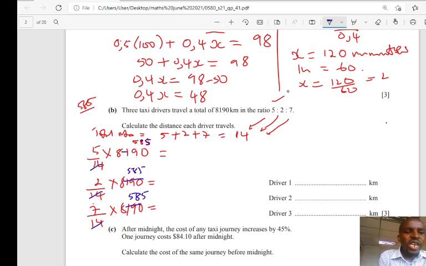So what we just do here is multiply the numerator times 585. So it will be 5 times 585, which is 2925, the first one. Second one, 2 times 585 is 1170. Then this one, it's 7 times 585, you get 4095.